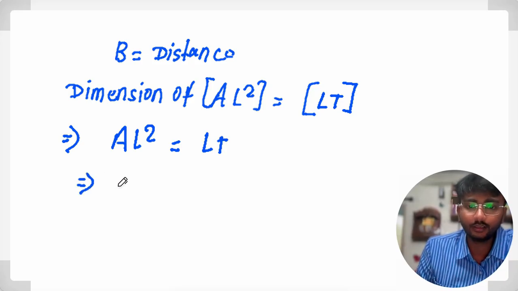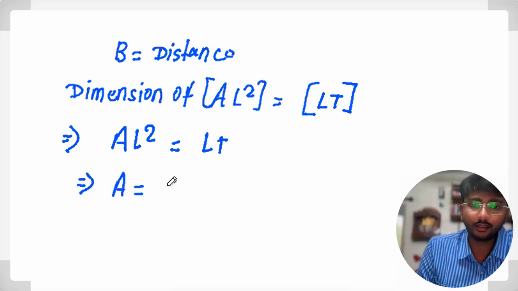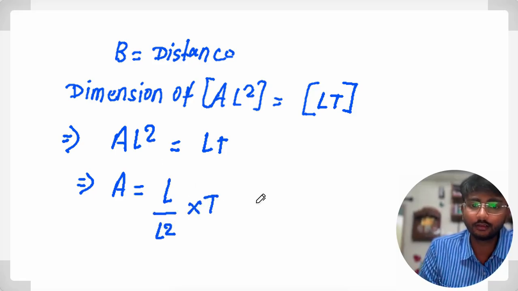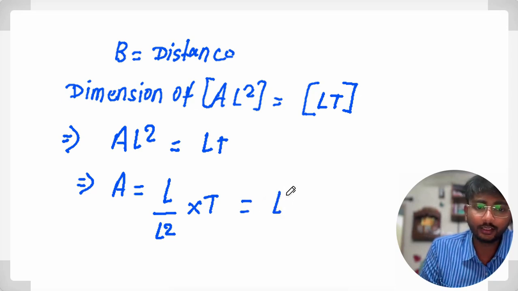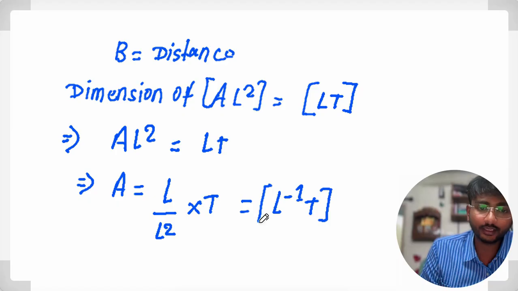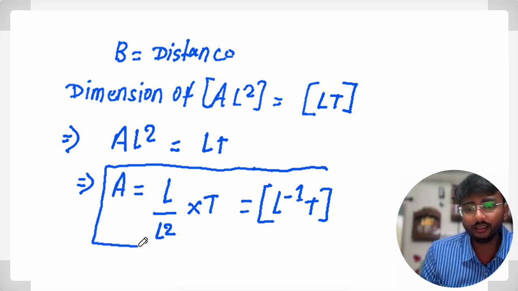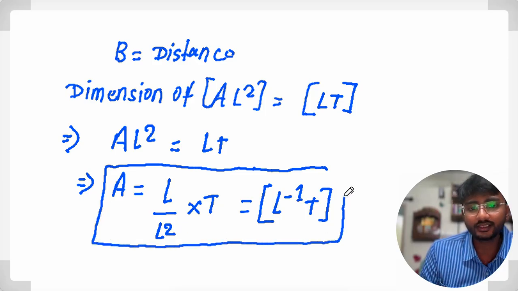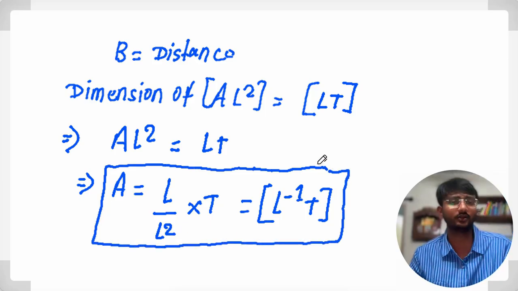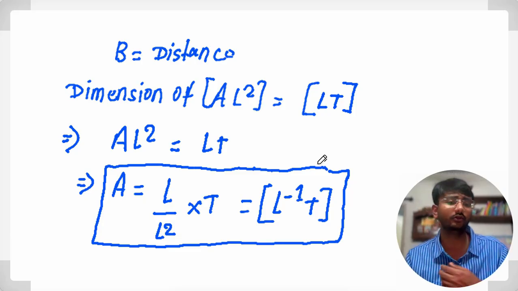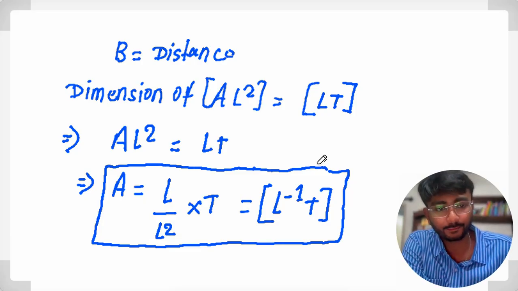That means a equal to l upon l square into t. This becomes l to the power minus 1 into t. So in this way we can calculate the dimension of any equation or any unknown quantity which is inside of any trigonometric function or any log function or any exponential function.